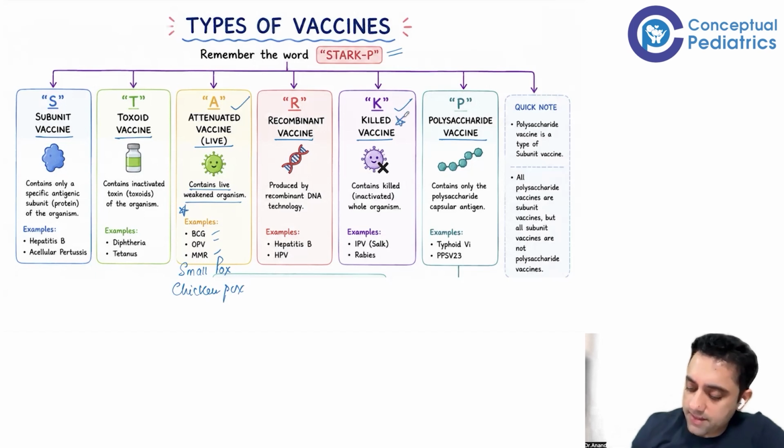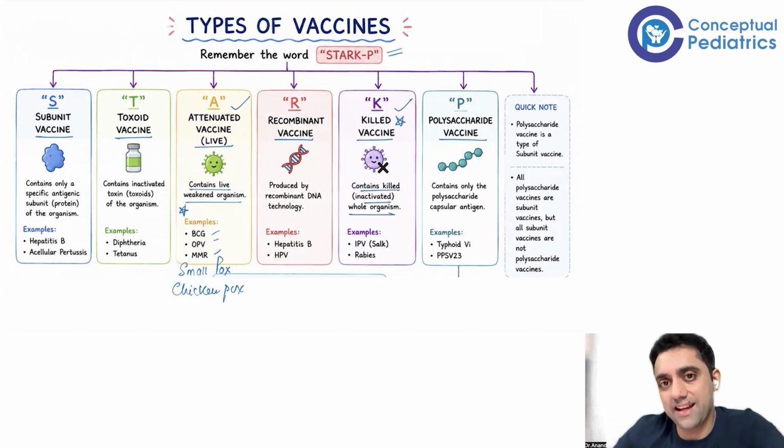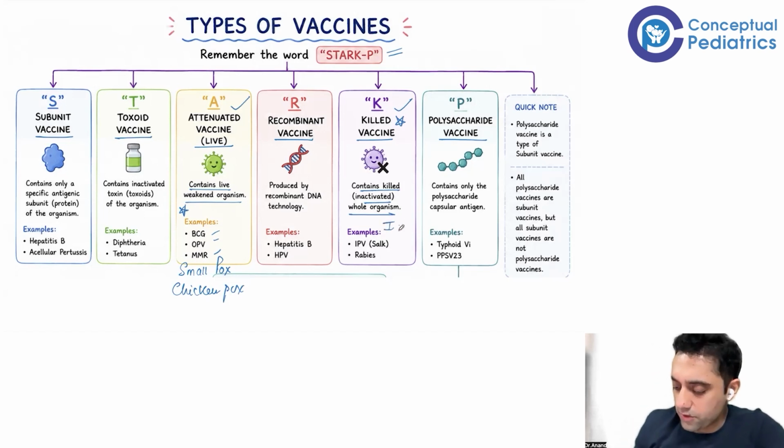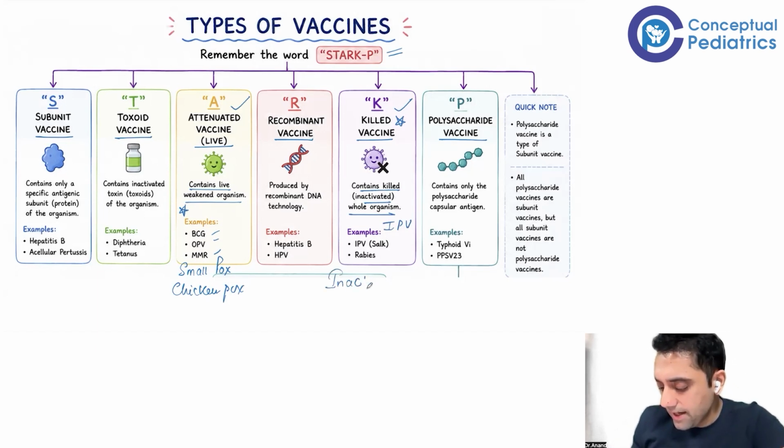Now, what is a killed vaccine? In simple words, it contains the killed whole organism, or inactivated organism. For example, we have the IPV. You have OPV and IPV. OPV is the oral polio vaccine, and IPV is the inactivated polio vaccine.